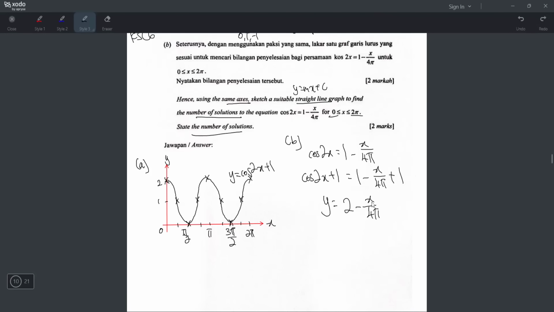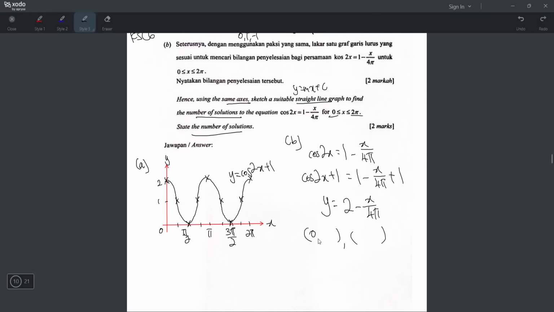Even though it's not arranged nicely in the y equals mx plus c format, you know it's a straight line, because the x is on top. If the x is at the bottom, then it's another story already. If the x is at the bottom, then it's not a straight line. It's a curve already. Okay, but this one is a straight line. Now you can just find the coordinates and then plot it here. Then find the number of solutions.